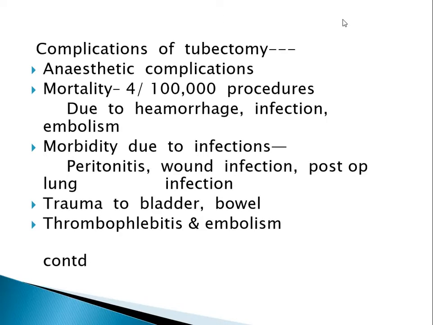And then, apart from the anesthetic complications, what are the complications due to the surgery itself? Mortality is about 4 per 1 lakh procedures, and most of the time, the reason for the deaths is either hemorrhage or infection or embolism. Now, morbidity is also mostly due to infections, because of the wound infection, infection of the tubectomy site or the infection of the abdominal incision. There may be wound infection, there may be peritonitis, there may be PID, that is genital tract infection, or sometimes with the peritonitis, it may progress further, bowel infections or paralytic ileus, etc.